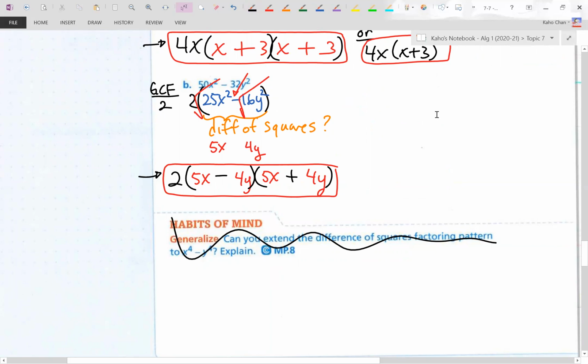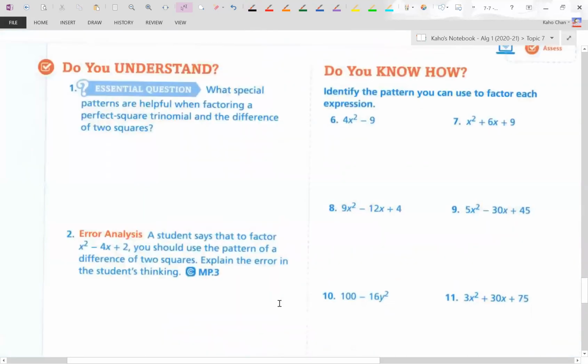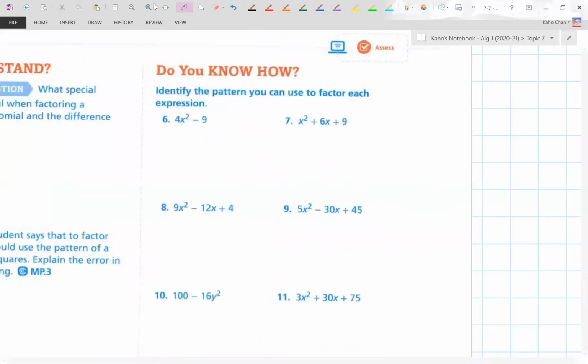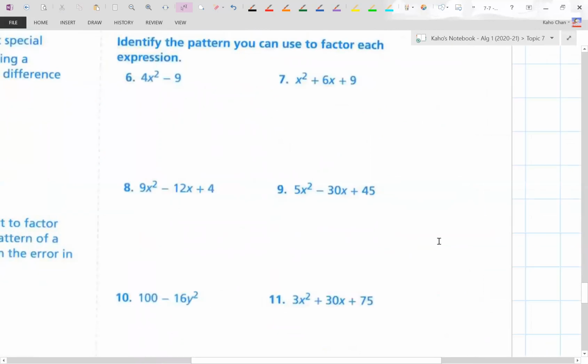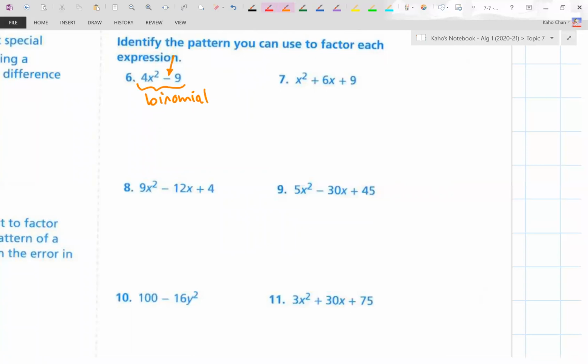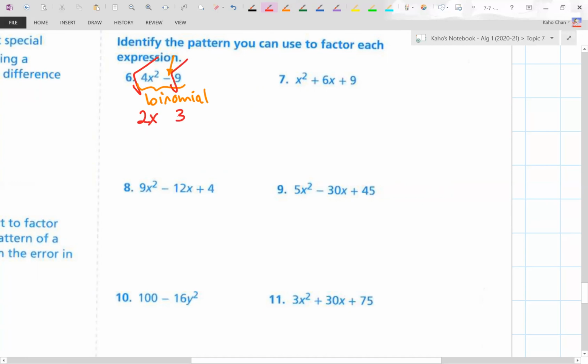Is it a binomial? Is it a trinomial? If it's a trinomial, is it a PST? Blah, blah, blah. Let me zoom in a little bit more. Oh, number 6 is definitely a binomial. Is there a pattern? There's a minus sign. It's a binomial. Very good. There's not a lot of space, so I have to be careful here. 4x squared is square rootable. Nice. 9 is square rootable. Hey, there it is. This is a difference of perfect squares though. Yay. Ding, ding, ding.